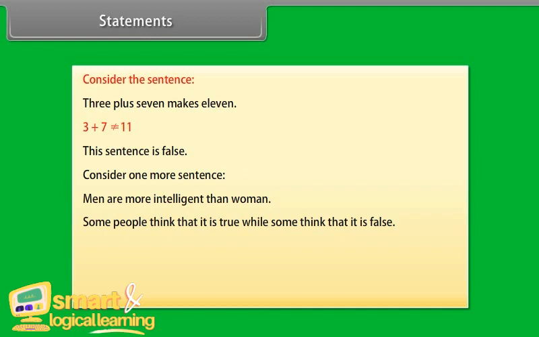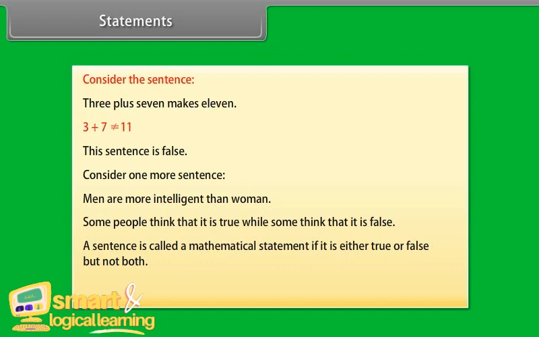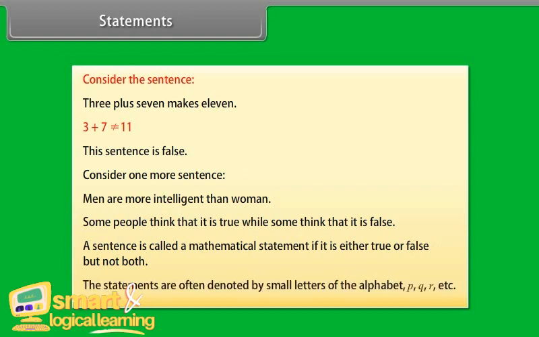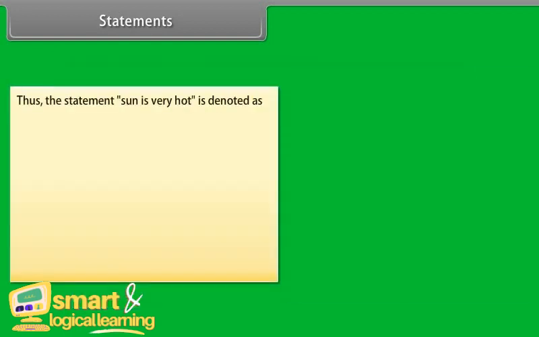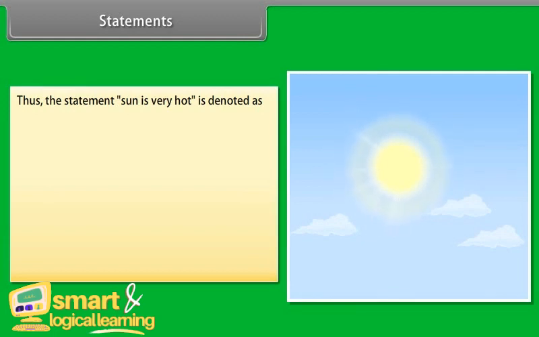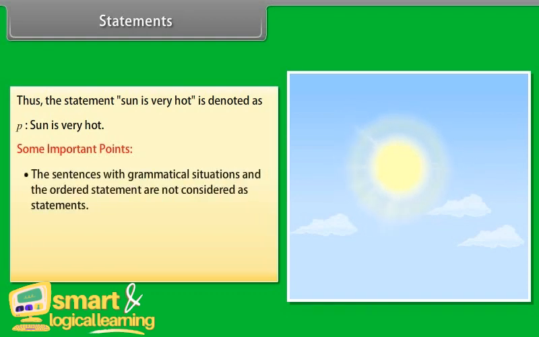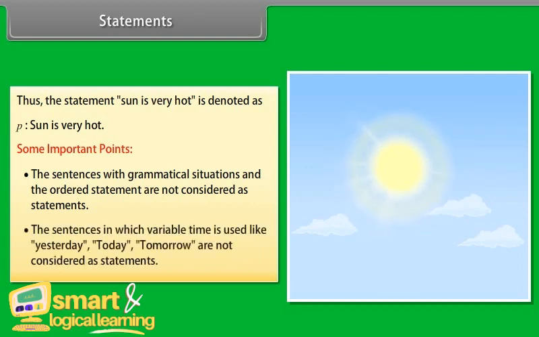Now we define a mathematical statement. A sentence is called a mathematical statement if it is either true or false, but not both. The statements are often denoted by small letters of the alphabet, P, Q, R, etc. Thus, the statement "Sun is very hot" is denoted as P, Sun is very hot. Some important points. The sentences with grammatical situations and the ordered statement are not considered as statements. The sentences in which variable time is used, like yesterday, today, tomorrow, are not considered as statements.